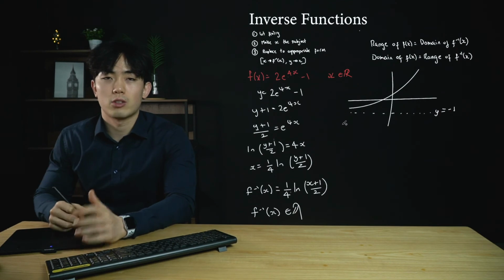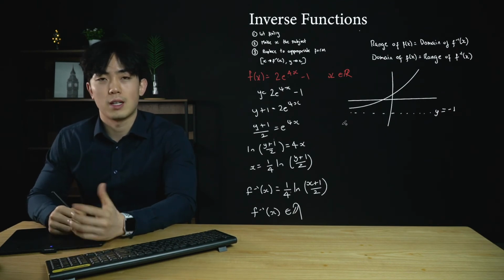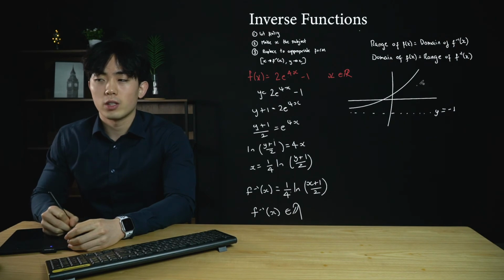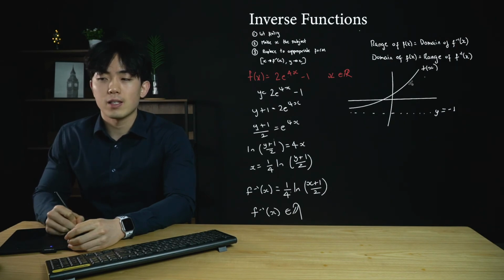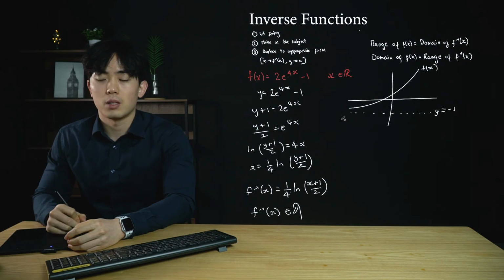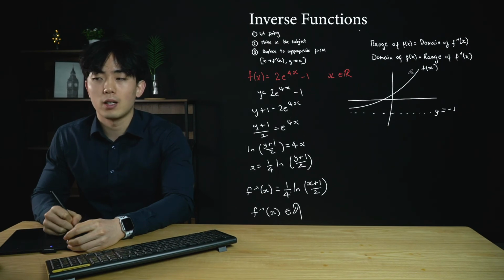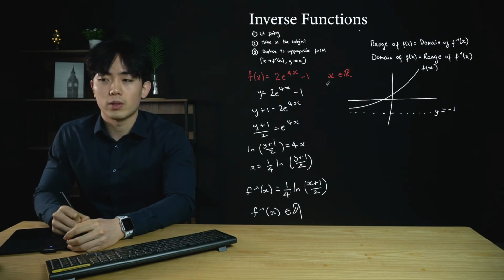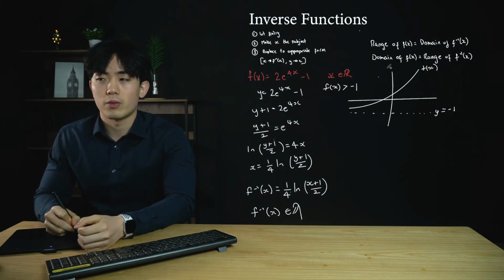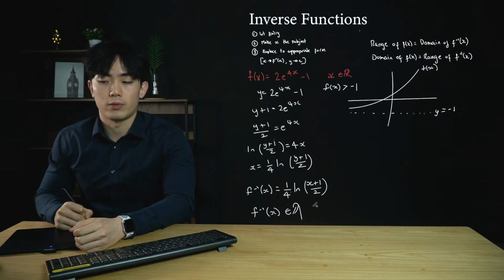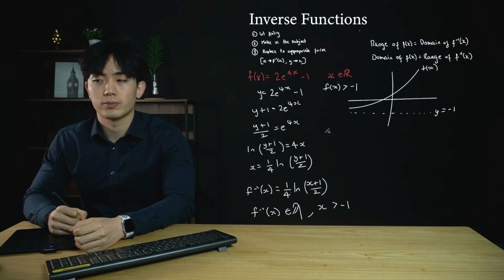If you're still stuck on graph transformations, I'll post another video about graph transformations later on. So this is the function, as we can see here. And if x is any real number, meaning it can be any number, then the smallest y value can be is -1. In fact, it can't be -1. So any y value you take is going to have to be bigger than -1. So the range of the function is any value bigger than -1. And that is equal to the domain of the inverse. So the domain of the inverse is going to be any value bigger than -1.